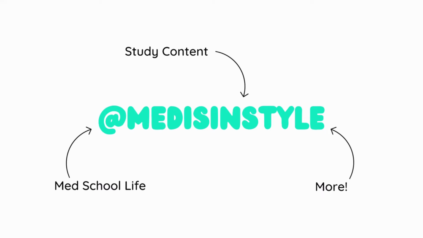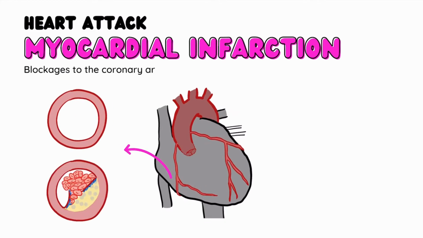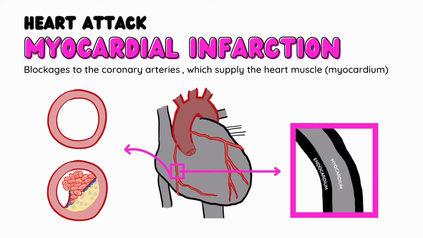Okay, let's get started. One of the scariest things that can happen to anyone is a heart attack. And in medicine, we call those myocardial infarctions. Myocardial infarctions are caused by blockages to the coronary arteries, which supply the heart muscle, or myocardium. During a myocardial infarction, or MI, the myocardium actually dies. The portion of the myocardium that dies then stops pumping.